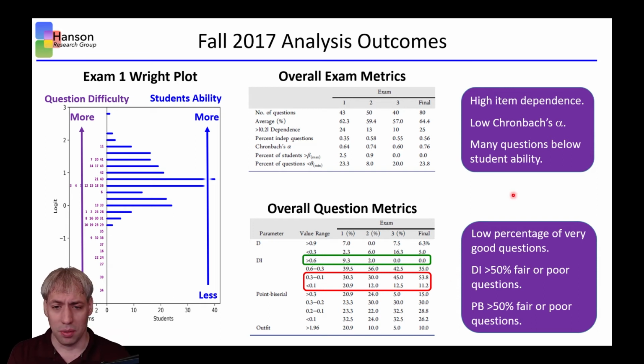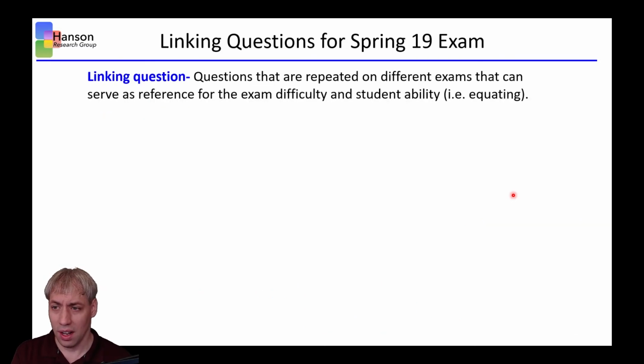And so what we wanted to do next is, can we improve this exam? Our first step towards that was using linking questions to the next iteration of the exam. We take fall 2017. The next time I taught this was spring 2019. I wanted to use linking questions. These are questions we choose from the fall 17 exam that we're going to reuse exactly the same on the spring of 19 exam.